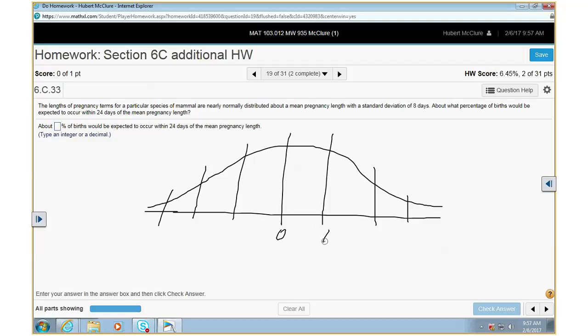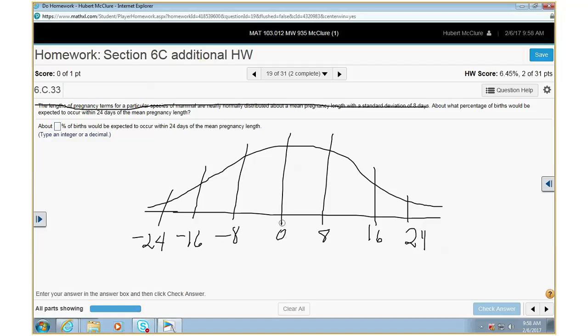Zero, 8, 16, and 24. Negative 8, negative 16, negative 24. That takes care of all of that. About what percentage of births would be expected to occur within 24 days of the mean pregnancy?